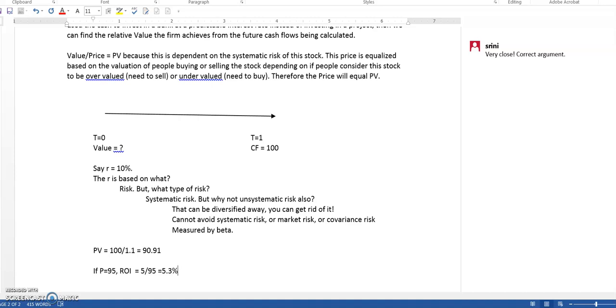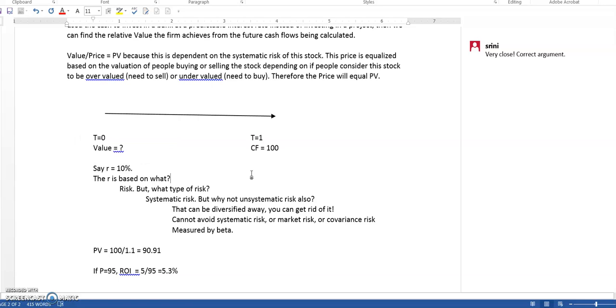So now you can think about what an investor is going to look at. The investor is going to say, okay, if I were to buy this particular asset at 95, then I'm going to get a return on my investment of 5.3%. But what return will I get in the marketplace for other investments of similar risk? I can go ahead and get 10%. See? That's what I can earn in the marketplace on assets of similar risk.